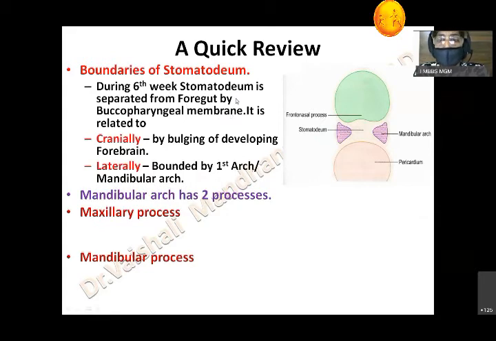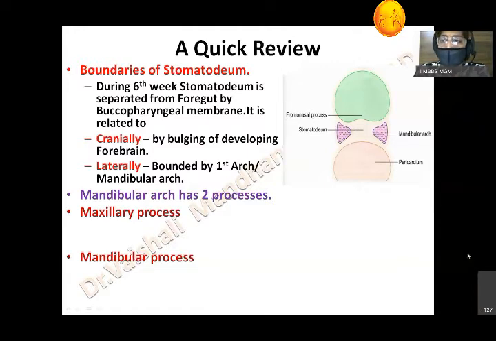During the 6th week, the stomatodium is separated from the foregut by the buccopharyngeal membrane. It ruptures, and cranially it is related to the bulging of the forebrain. On the lateral aspect, it is bounded by the first arch. So if you remember, on the lateral aspect of the stomatodium, you get the pharyngeal apparatus in the lateral wall, isn't it? This pharyngeal apparatus has different arches. So the first arch is related on the lateral aspect of the stomatodium.